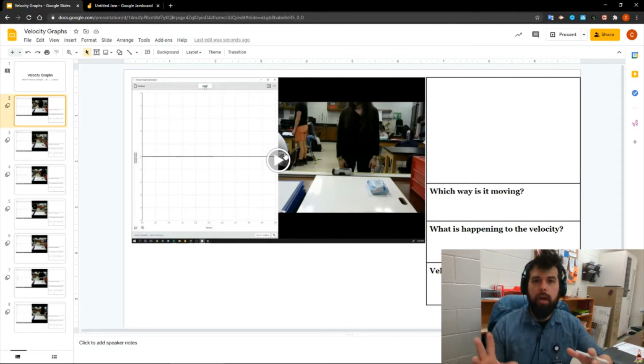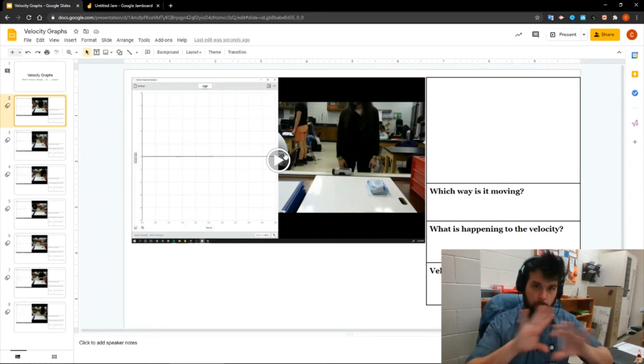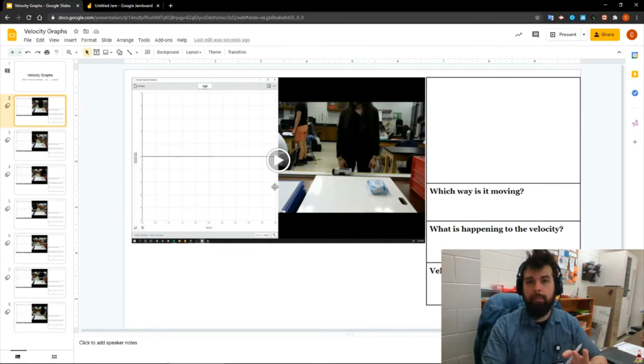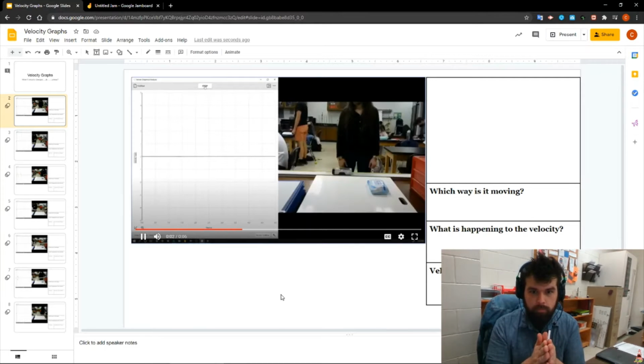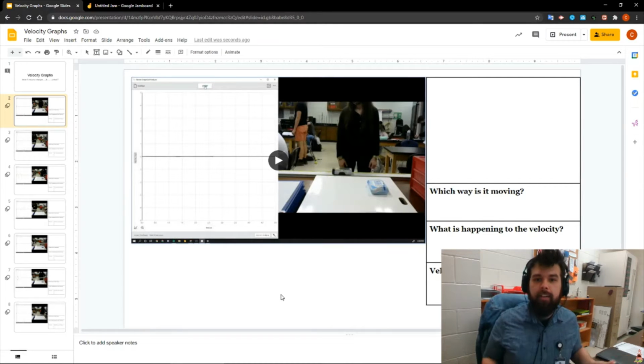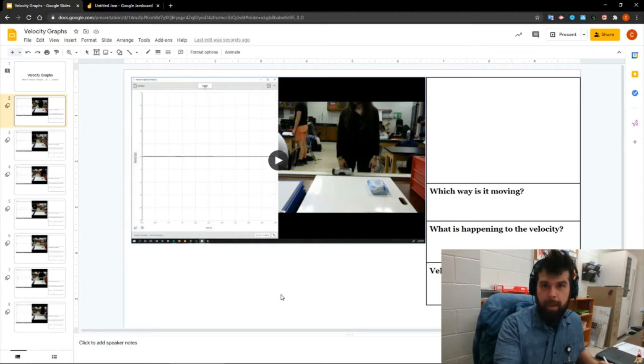So let's start with probably the simplest movement you can do, just staying perfectly still, and we'll see what happens on this graph of velocity over time right here. As you can see, the car did not move, nothing happened on the graph.